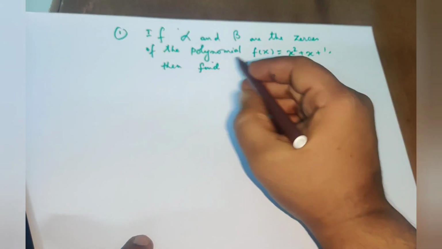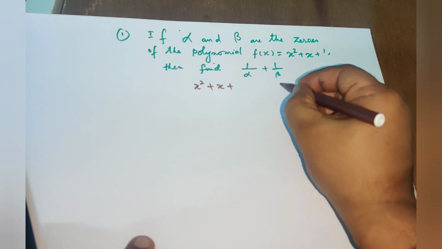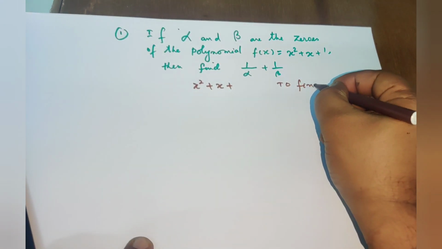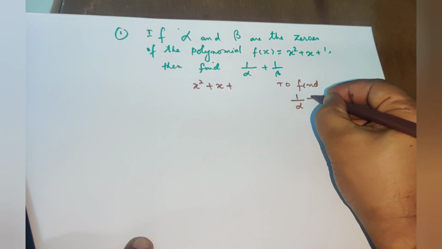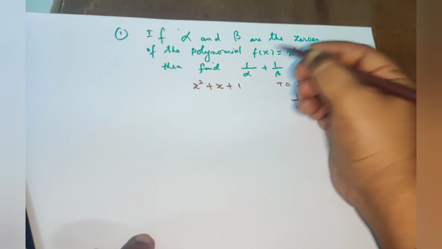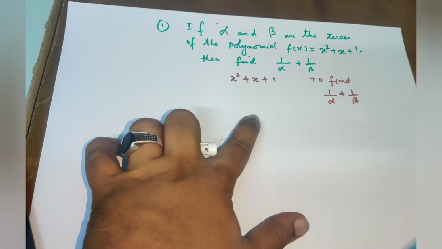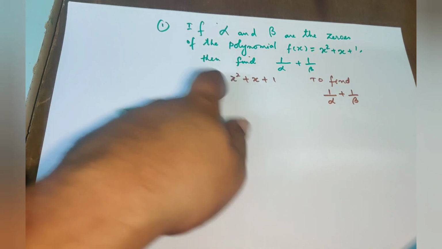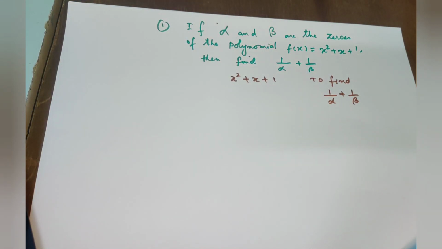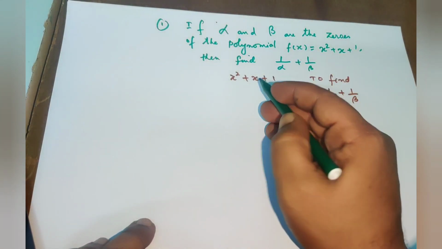Right, so the given polynomial is x square plus x plus 1. We need to find 1 by alpha plus 1 by beta. This is what we are going to find out. In this question, x square plus x plus 1, can we split by the splitting method? Sometimes the splitting method is possible, but all the time it cannot be done. I'll try to find out by the splitting method itself.